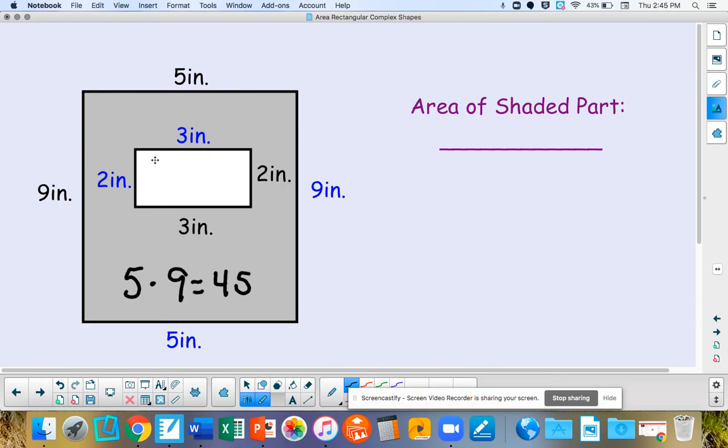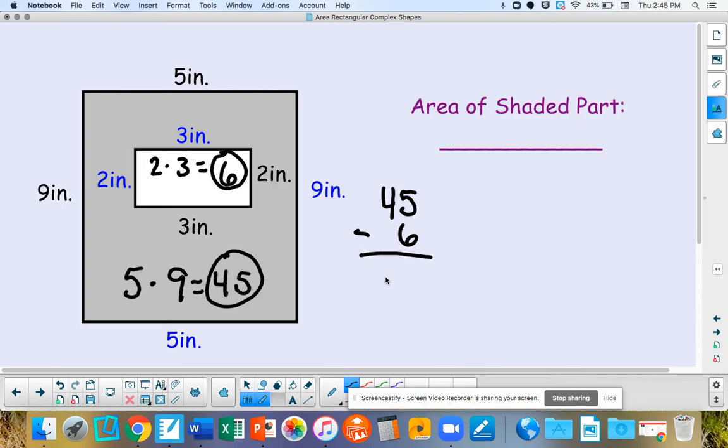This white portion is a 2 by 3, which is 6. So we have an area of 6 and we have an area of 45. Now, our whole shape is not going to be 45 because it's missing this white section. So we need to subtract the white section. Once you subtract it, that's it. You have your answer. So our answer is 39.